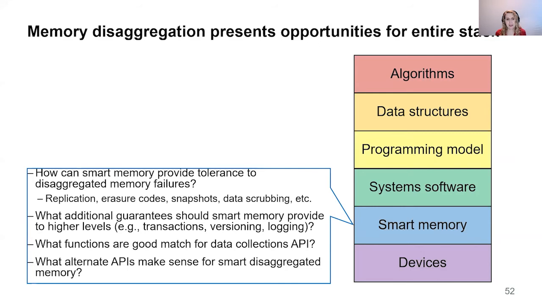And then, finally, questions around what the API should look like to smart memory. I proposed data collections as an API. What are the additional operators that we should be looking at there? Maybe there are other APIs that would make sense as well in the context of smart disaggregated memory.